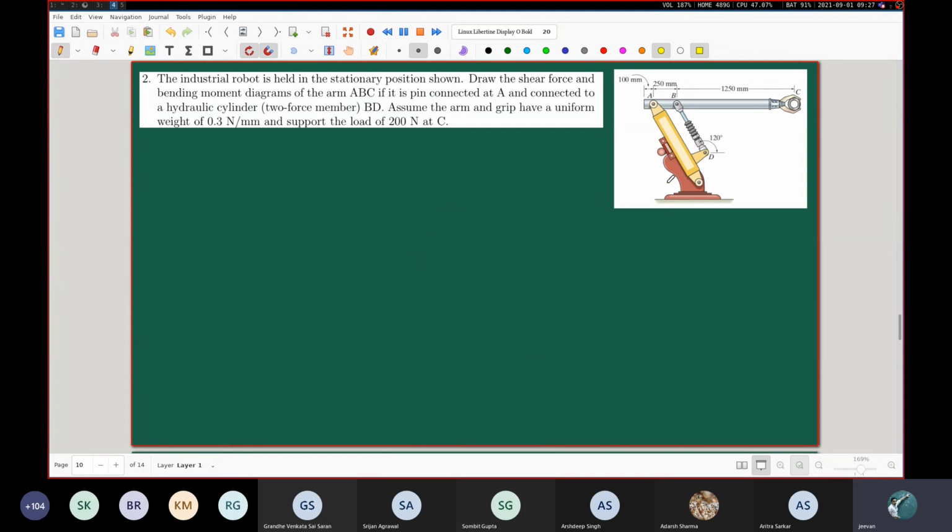Now, for this kind of problem, it is obvious that this is an important mechanical engineering situation. I mean, what could be more mechanical engineering than an industrial robot?